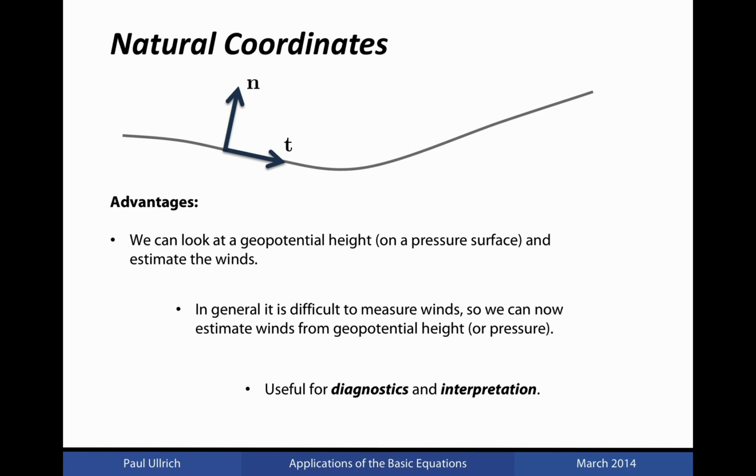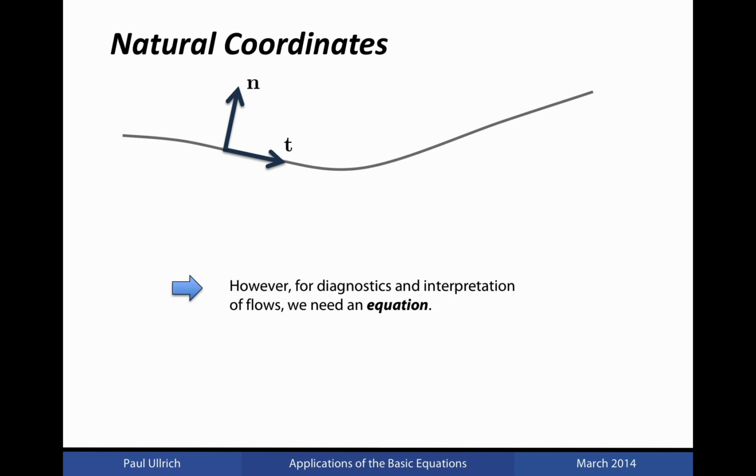Further, we're going to see that this natural coordinate system is very useful for both diagnostics and interpretation of why exactly fluid parcels behave the way that they do. In order to answer that question, though, we're going to actually need an equation that describes the underlying fluid motion in this natural coordinate system.